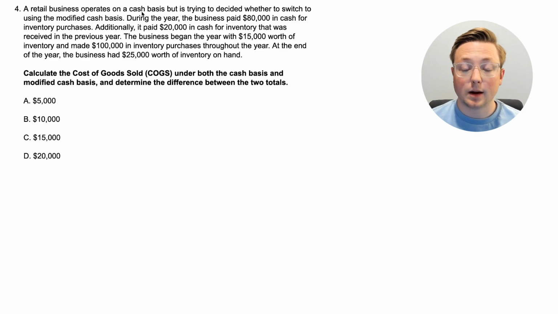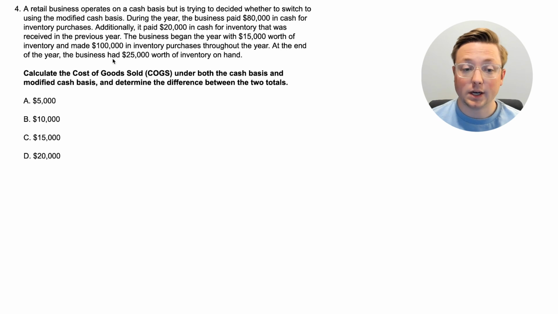A retail business operates on a cash basis, but is trying to decide whether to switch to using the modified cash basis. During the year, the business paid $80,000 in cash for inventory purchases. Additionally, it paid $20,000 in cash for inventory that was received in the previous year. The business began the year with $15,000 worth of inventory and made $100,000 in inventory purchases throughout the year. At the end of the year, the business had $25,000 worth of inventory on hand.